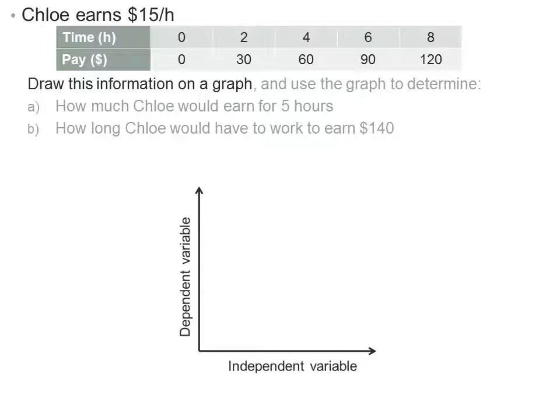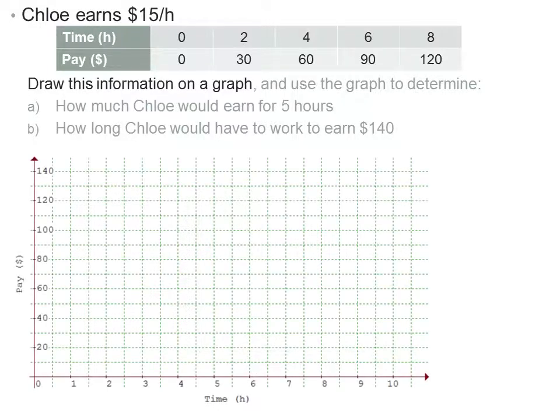Or does the amount of her pay depend on how long she works? Obviously the second way. The pay depends on the time. So the pay goes vertically and the time goes horizontally. Alright, plot the points on the graph. Do this carefully and accurately. You should get them lining up in a straight line, since this is a proportional relationship.